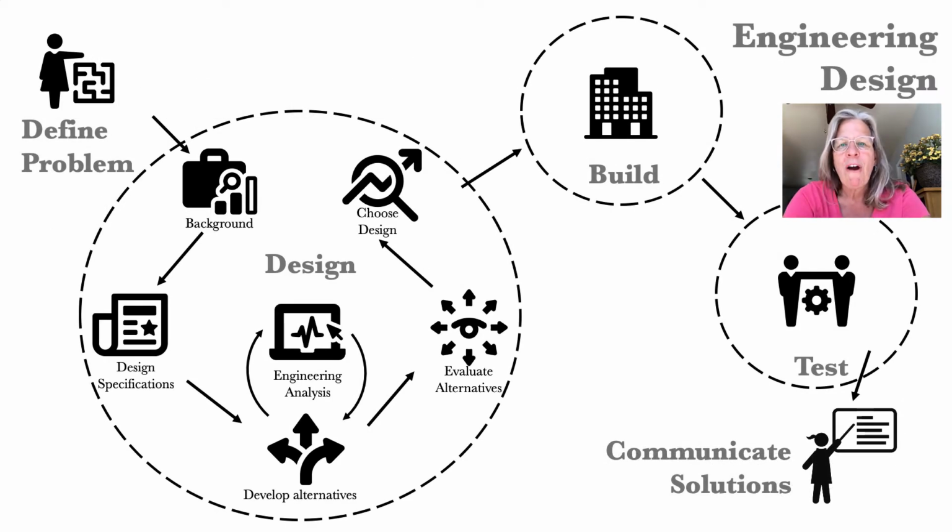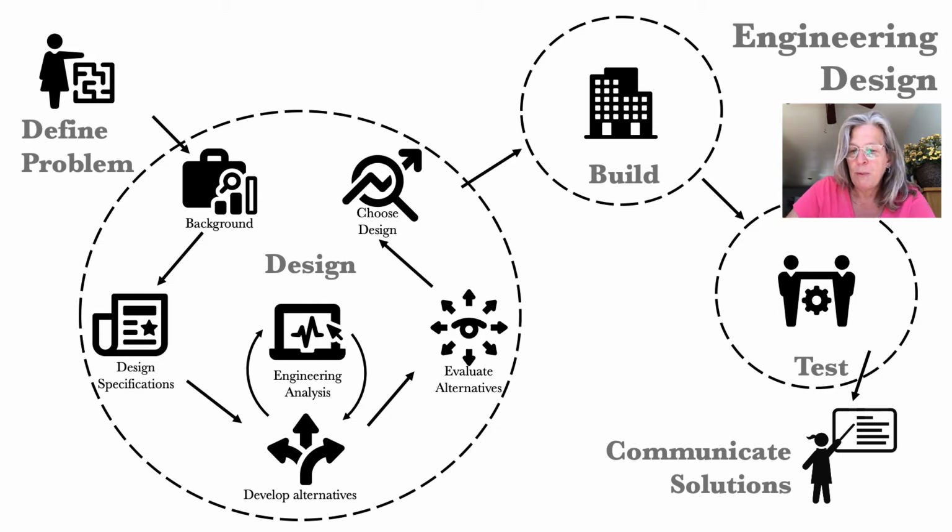So this is the graphic that I developed about engineering design, and it's important to understand that this is a simple version of it that looks quite linear. But what you do is you start with a problem, and then you go through the design, build, and test process, and then communicate the results. Within the design process, there are several steps that are often considered engineering design.